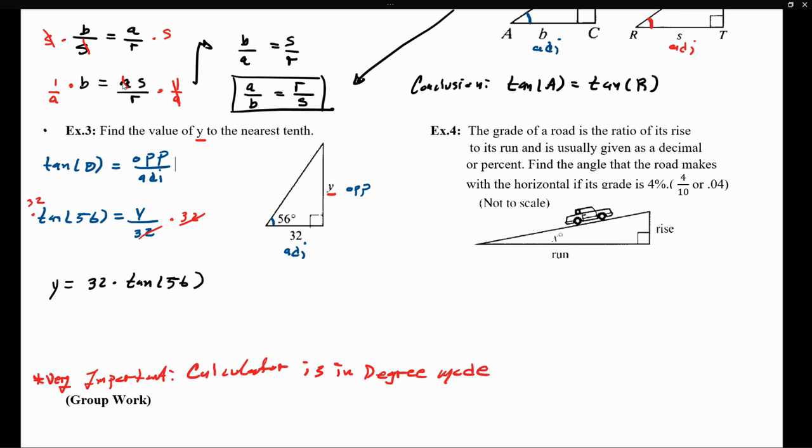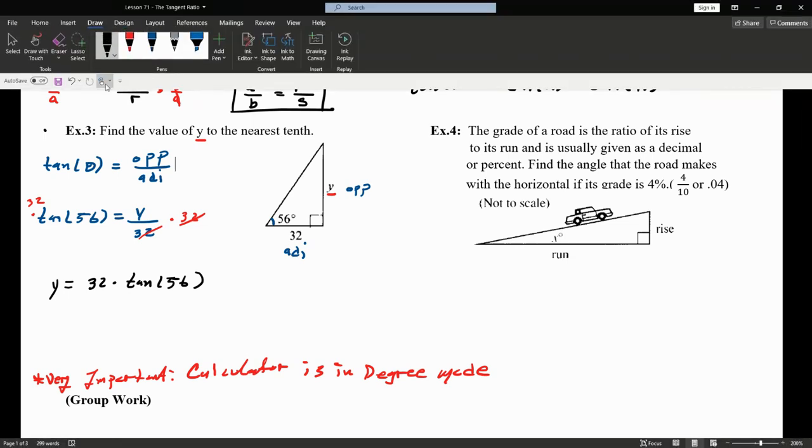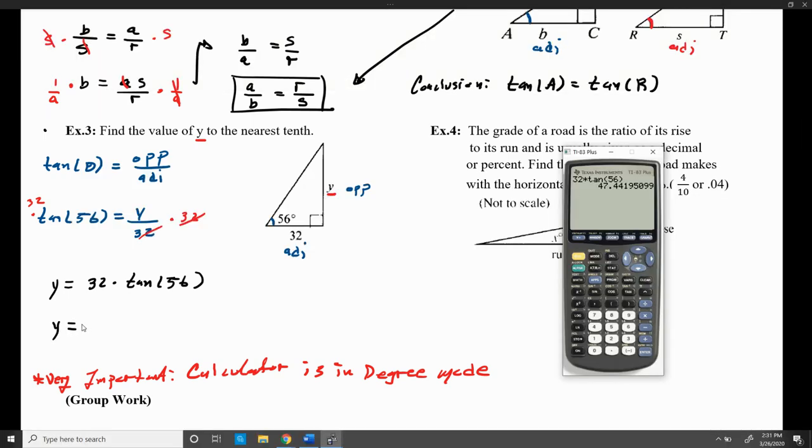Because notice that we're plugging in an angle of 56, and angles can be represented in degrees, and this represents 56 degrees, because that's the little circle that we have here on the top. So before we plug in anything, let me make sure that my calculator is in degree mode. So I'm going to go with mode, and I'm going to go to degree. So now that I have it in degree mode, let me go back and plug this in. So 32 times the tangent of 56. And what is that equivalent to? Well, that's equivalent to 47.4.